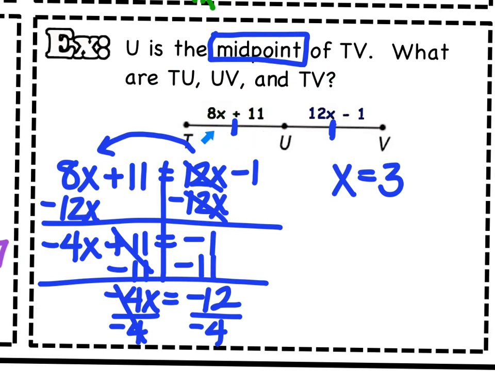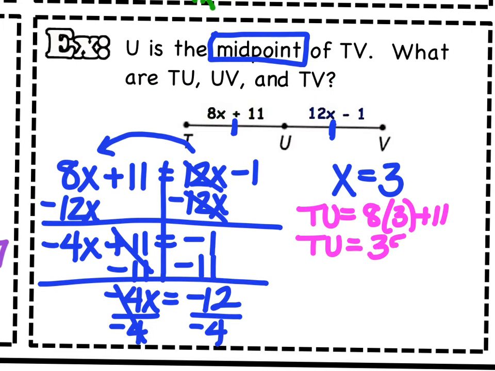TU is this piece right here. So just like we've done in the previous examples, we're going to take that 3 and plug that in for x. So for TU, it's going to end up being 8 times 3 plus 11. So TU is going to equal 35.